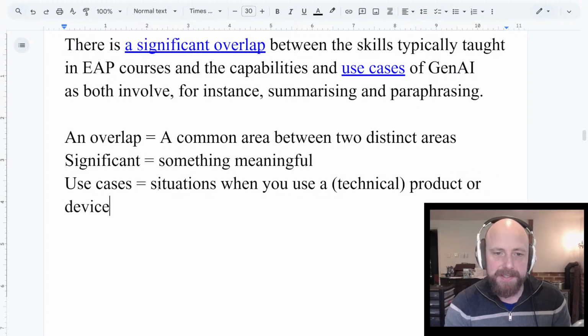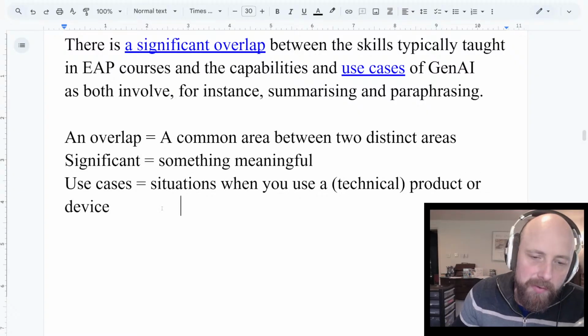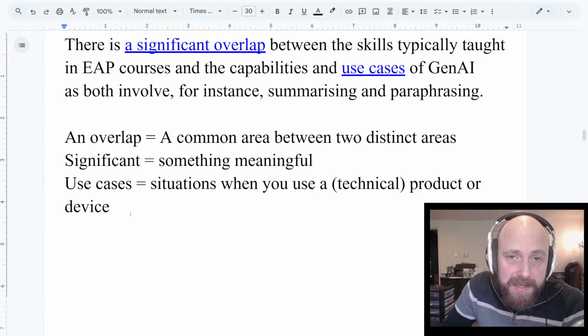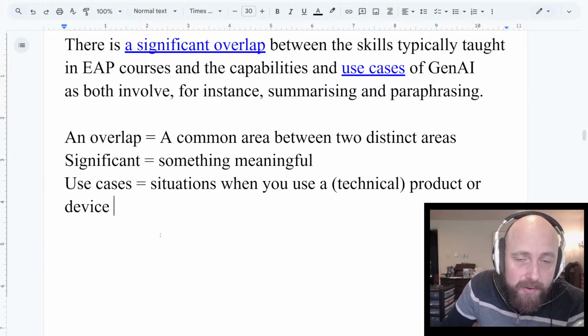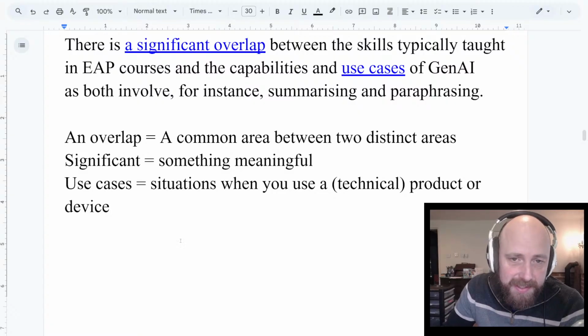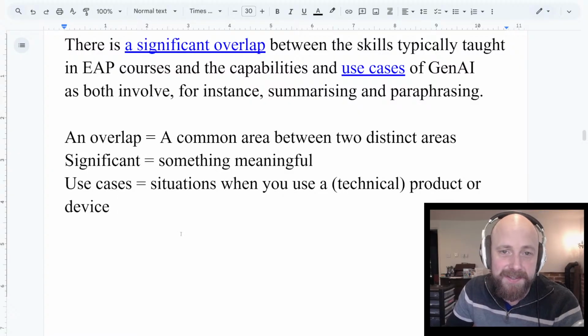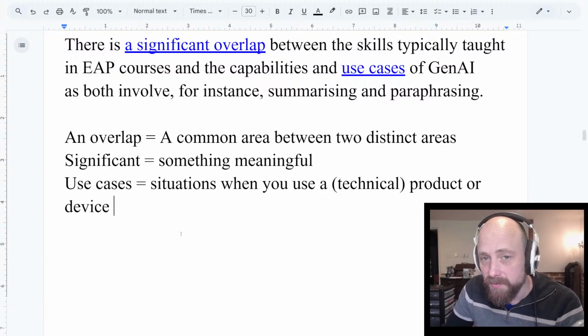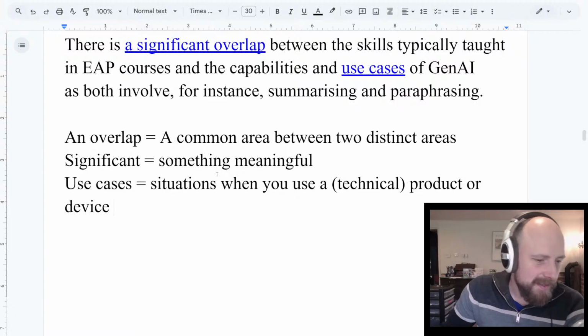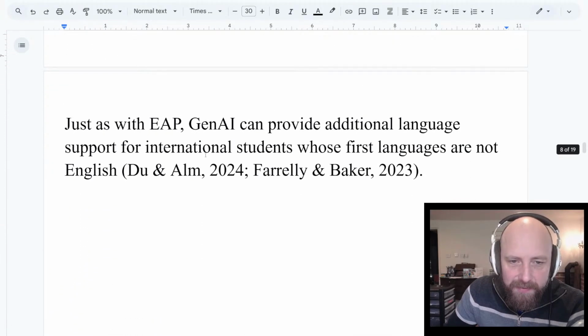So use cases are situations when you use normally a technical product or device. So, for example, the use case of a mobile phone could be phoning a friend, or ordering a pizza, or searching for restaurants nearby your location. So these are use cases. They are the situations when you use something. That's a use case. Right. Let's move on to our next paragraph.